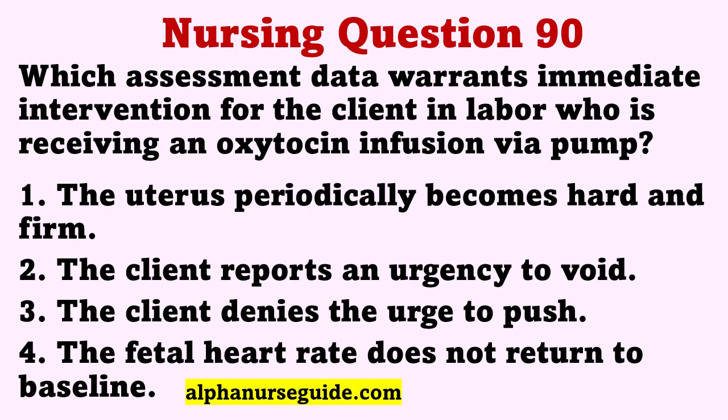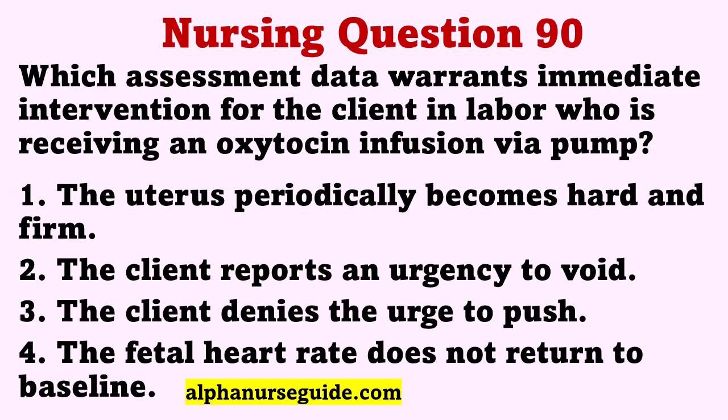Which assessment data warrants immediate intervention for the client in labor who is receiving an oxytocin infusion via pump? 1. The uterus periodically becomes hard and firm. 2. The client reports an urgency to void. 3. The client denies the urge to push. 4. The fetal heart rate does not return to baseline.